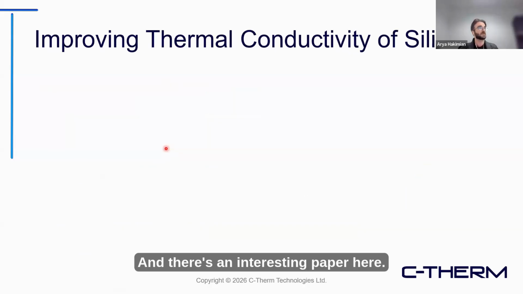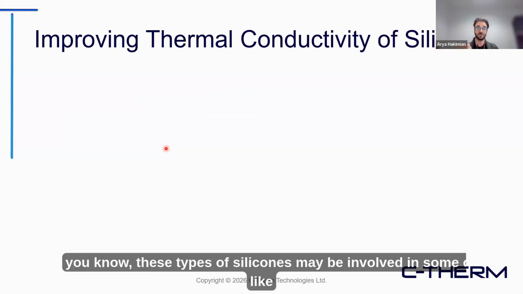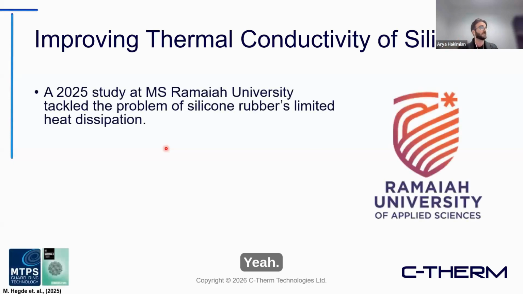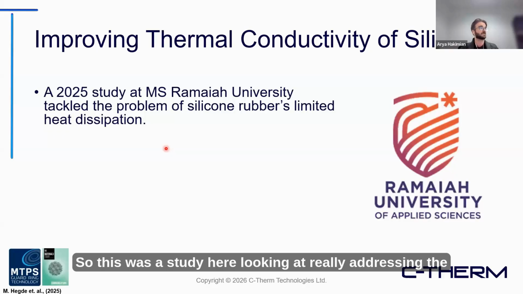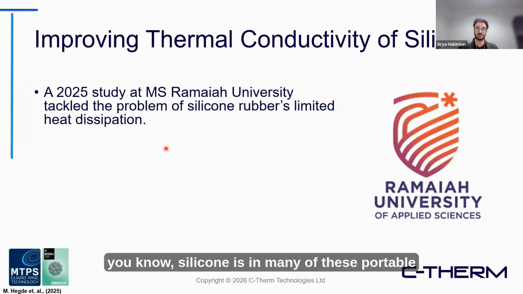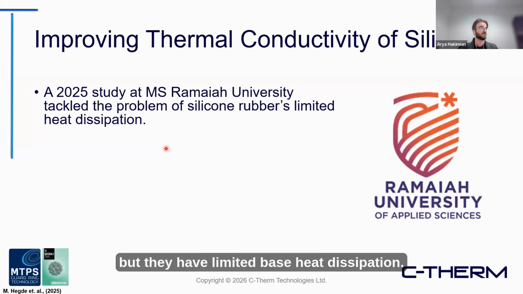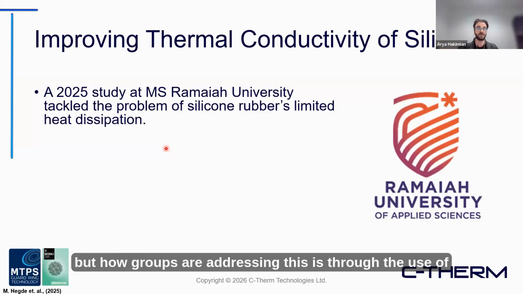And there's an interesting paper here. I believe it's from this year, looking at improving thermal conductivity of silicones. These types of silicones may be involved in some of these smartwatches or, again, VR components. So this was a study looking at really addressing the challenge that silicone is in many of these portable devices, wearables, but they have limited base heat dissipation. And this isn't necessarily new specific to this area, but how groups are addressing this is through the use of additives and fillers, right?